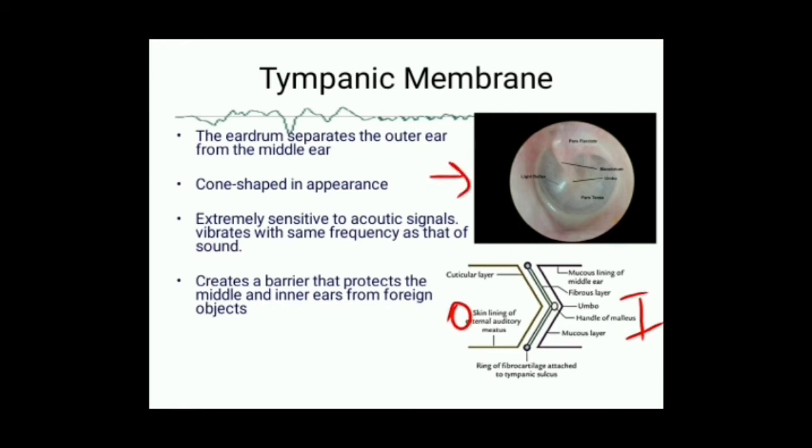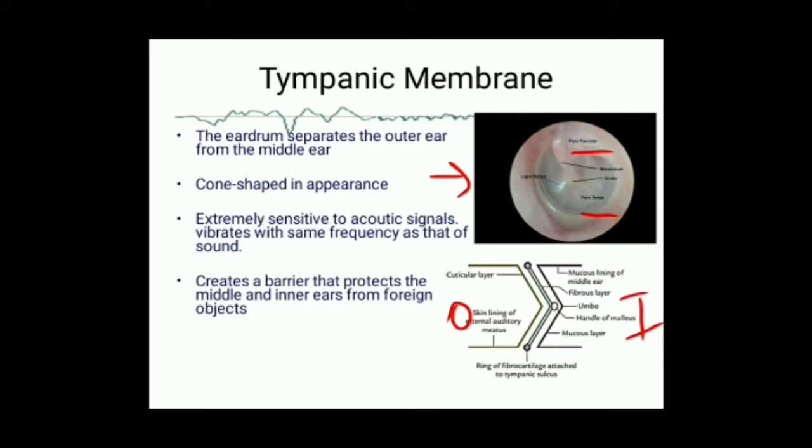In this picture, you can see as if we are viewing through an otoscope, an instrument used to view the inside of the ear canal and the eardrum. Here you can see the tympanic membrane has 2 parts, pars flaccida and pars tensa, and it is like a semi-transparent membrane.